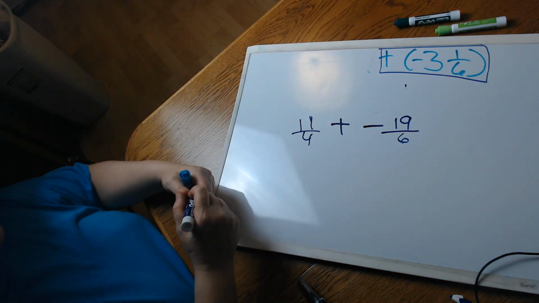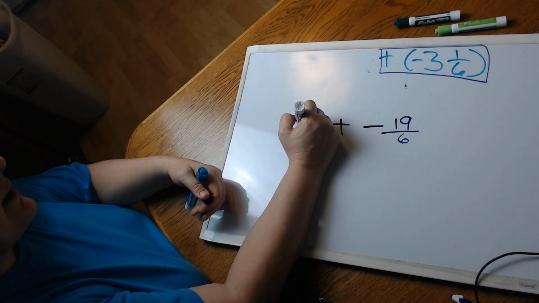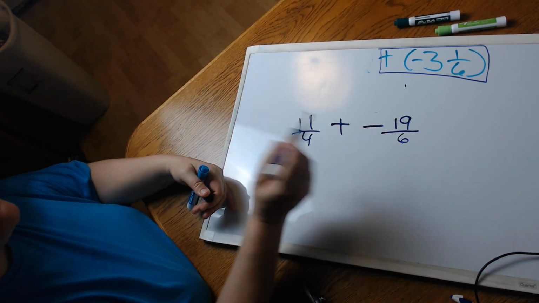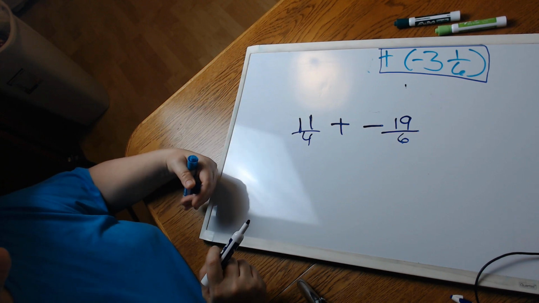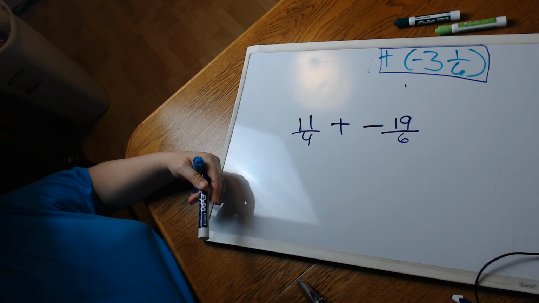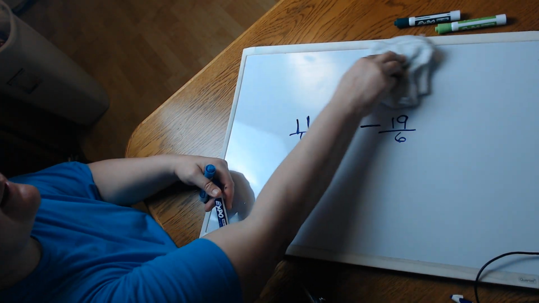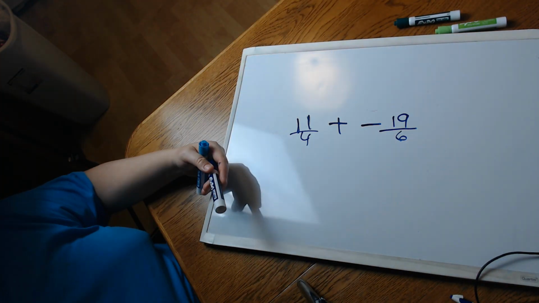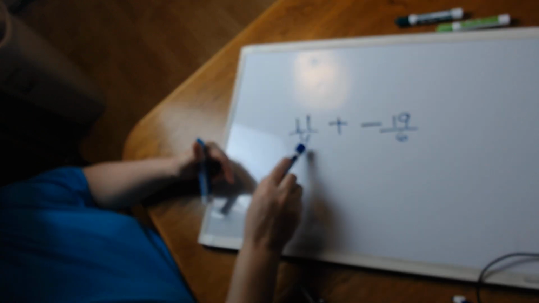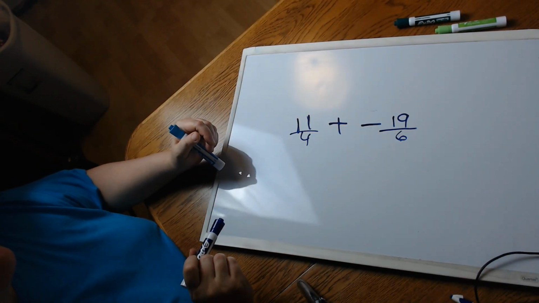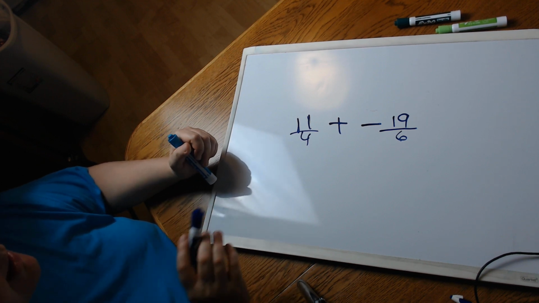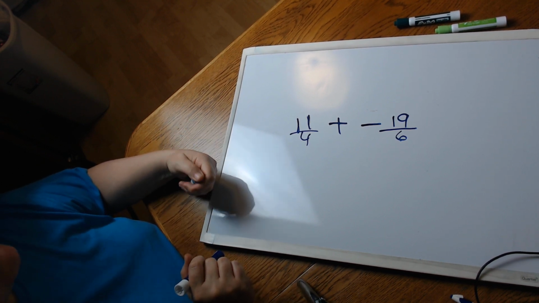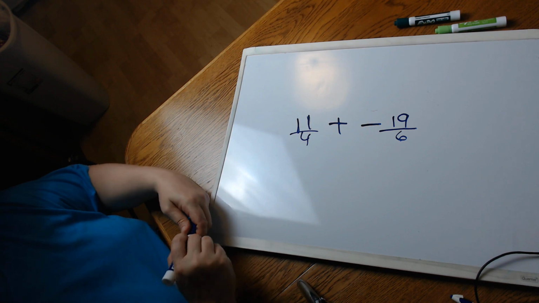No need to look at it, because here's our new problem. 11/4 plus -19/6. Okay? I'm going to go ahead and erase this over here as well. This is what we're left with. Now, look at our denominators. They are not the same. So we have to make them the same. So we find the common denominator. And the common denominator of both of them is 12.